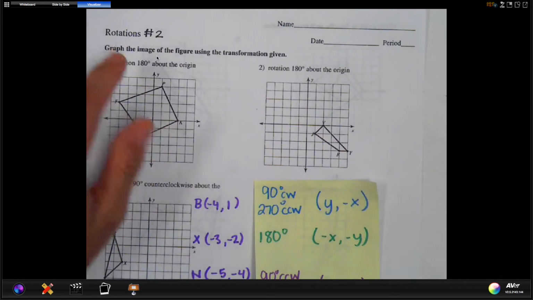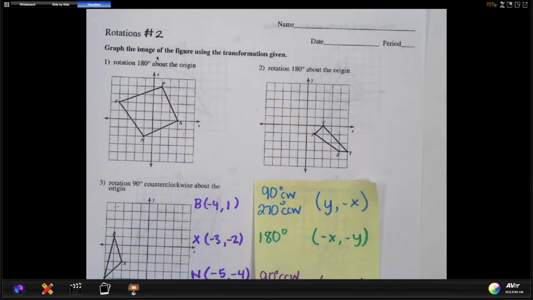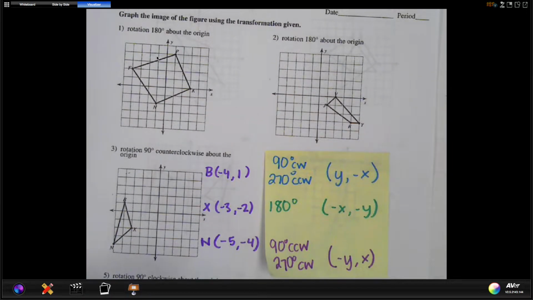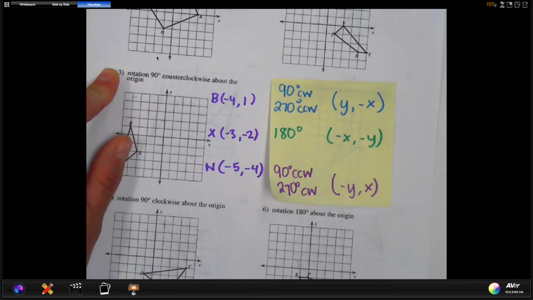So if you are working on rotations number 2 homework, let me give you a little assistance and show you how to do each side. On the front side, I chose number 3 as an example to do. So let's go ahead and do that now.